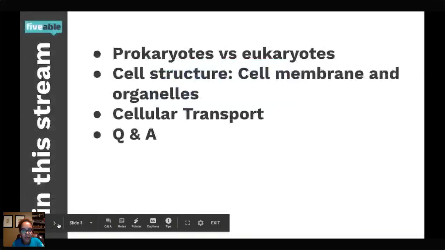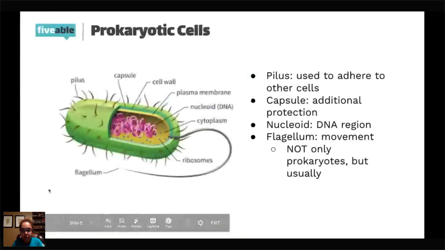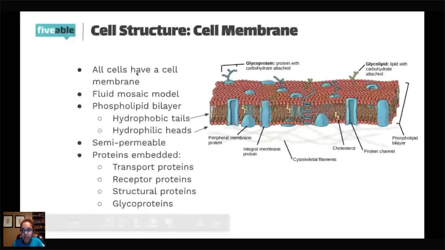In terms of the cell membrane, you also have something called a glycolipid, which is a lipid with a carbohydrate attached. So that's technically not a protein because it's a lipid. So that's just something different. You also have all the different types of membrane proteins. Again, you have transport proteins, receptor, structural, and glyco.